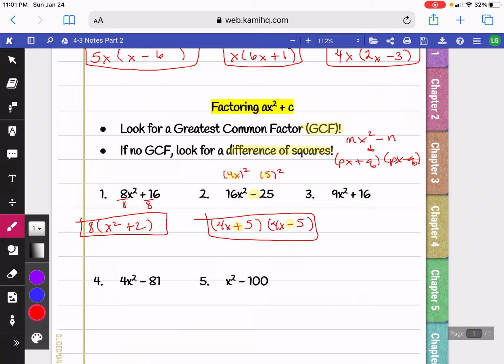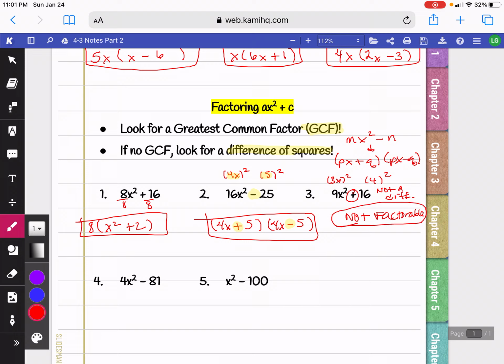Our next one's similar. So we have 9x squared and 16. You can't factor out something other than 1 from there, but they are perfect squares. So here 9x squared would be squaring 3x. 16 would be squaring 4. The only problem here is this is not a difference of squares. They're adding. So it's not a difference of squares. So this one's actually not factorable.